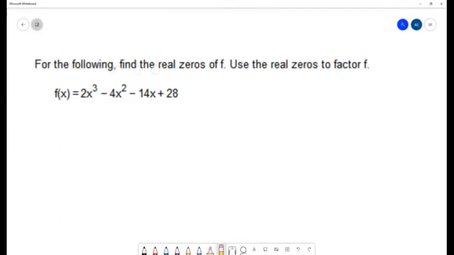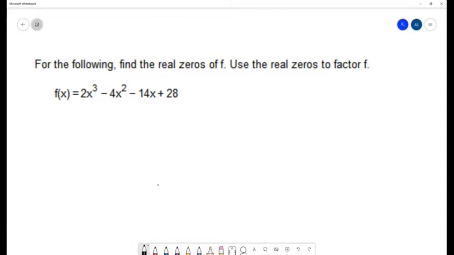For the following, find the real zeros of f and use the real zeros to factor f. We have f of x equals 2x cubed minus 4x squared minus 14x plus 28. So usually I start by trying to factor to see if I'm able to factor the polynomial.